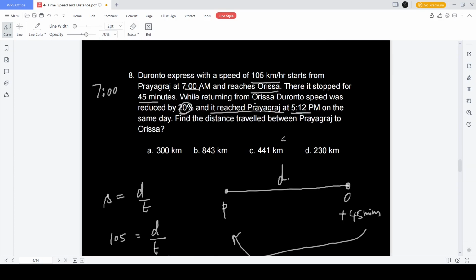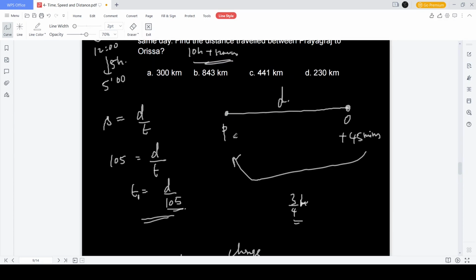Now we need to analyze the whole situation here. First of all, we'll find out the complete time taken. He reached back at 12 minutes past 5 p.m. So from 7 to 12 there are how many hours? There are 5 hours. From 12 to 5 there are 5 hours again. So there's basically 10 hours plus 12 minutes of travel time.